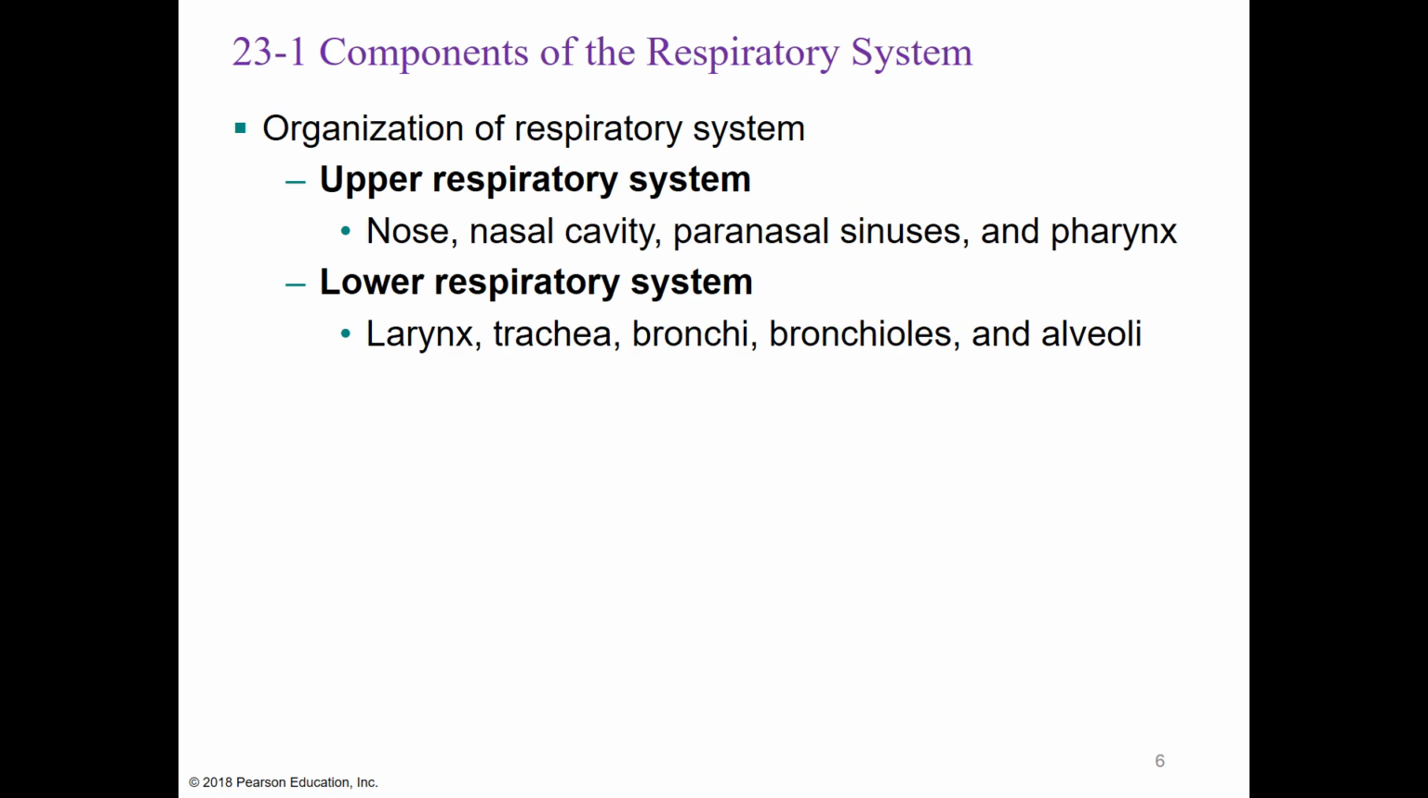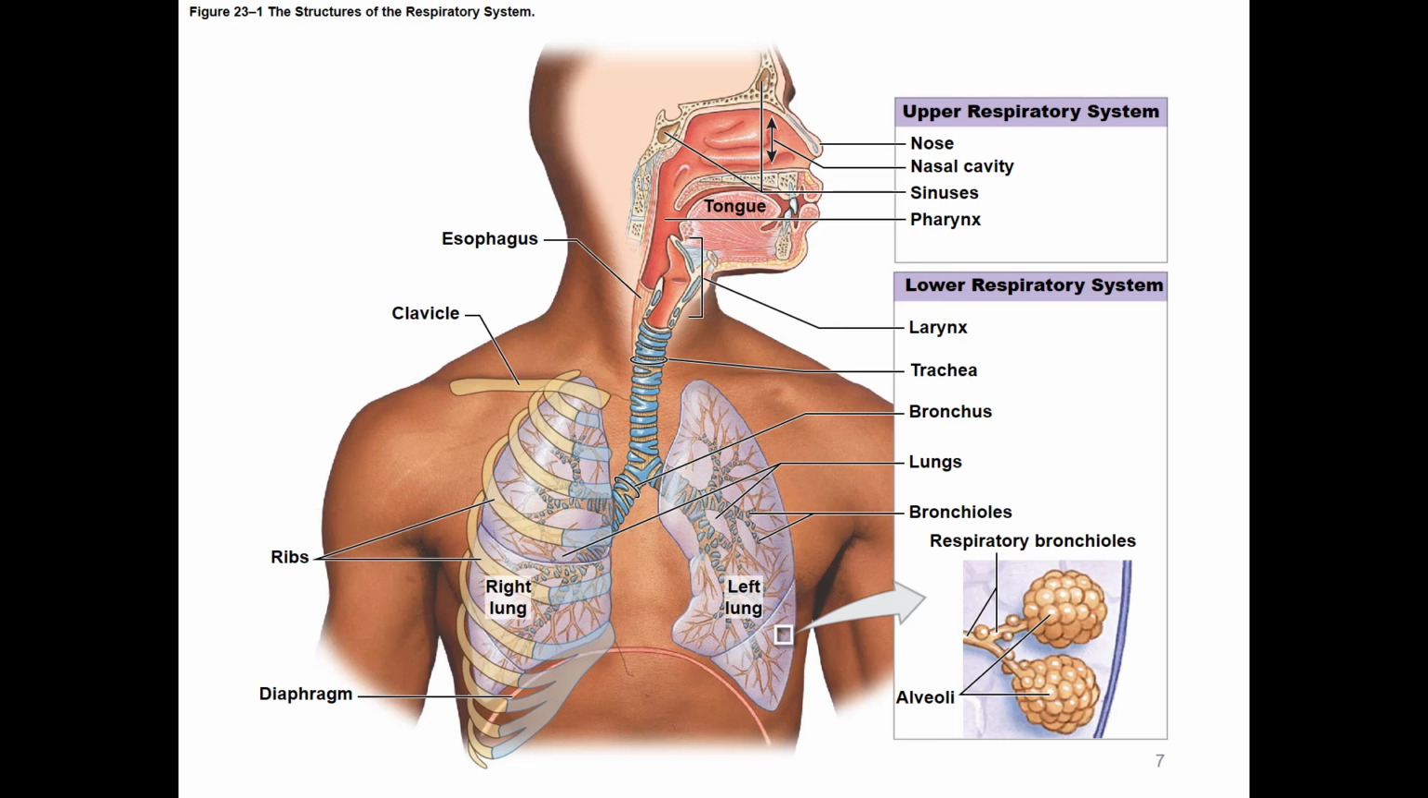We can divide the respiratory system into an upper respiratory system and a lower respiratory system. The upper respiratory system is going to include the nose, nasal cavity, sinuses, and also your pharynx. The lower respiratory system begins at the larynx, moves through the trachea, bronchi, bronchioles, and finally the alveoli. So let's take a look at that in a picture to get a full visual.